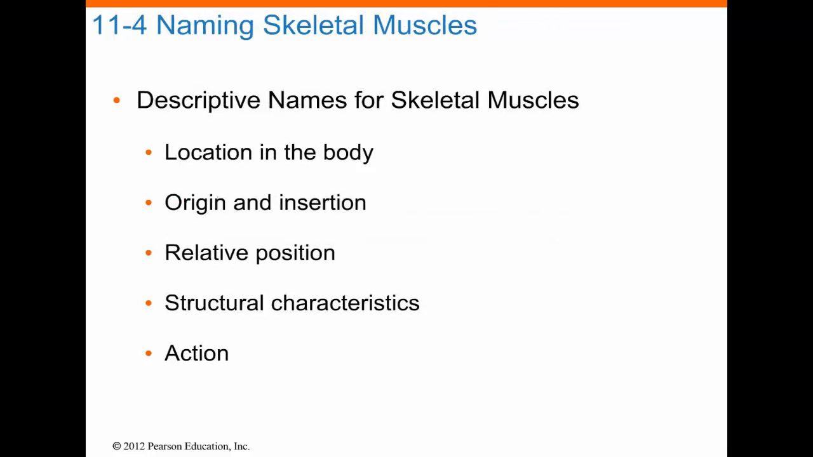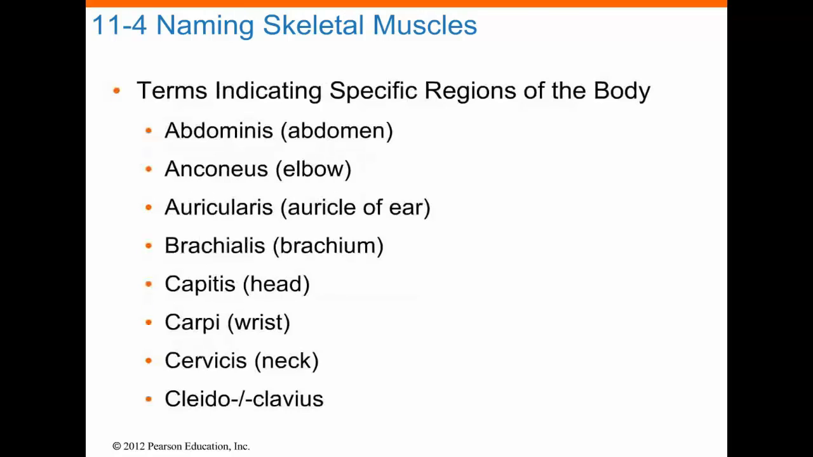And the descriptive names of skeletal muscles talk about the location in the body, the origin and the insertion, the relative position, and the structural characteristics and their action. So there are other ways of talking about naming skeletal muscles.